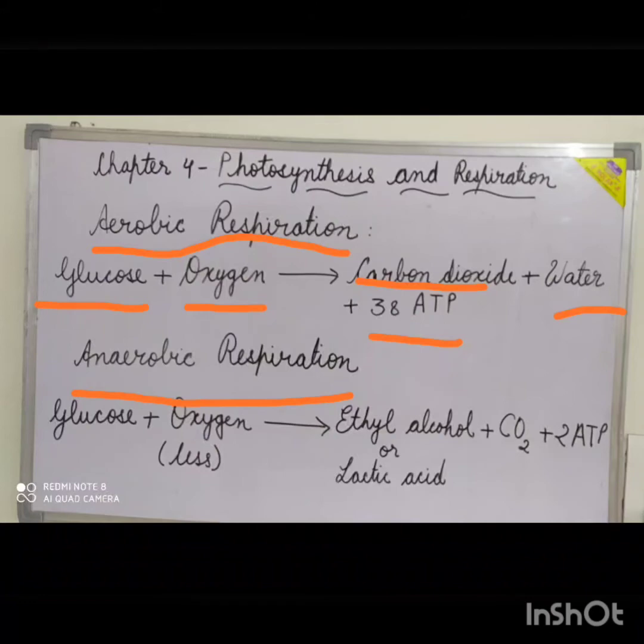The word equation for anaerobic respiration is as follows: glucose gives ethyl alcohol in case of plants or lactic acid in case of animals plus carbon dioxide plus 2 ATP as energy. Fermentation is a process in which organisms like yeast respire anaerobically. All the alcoholic drinks are made by the fermentation of sugar present in fruit juice. This process is also used in the bakery industry.